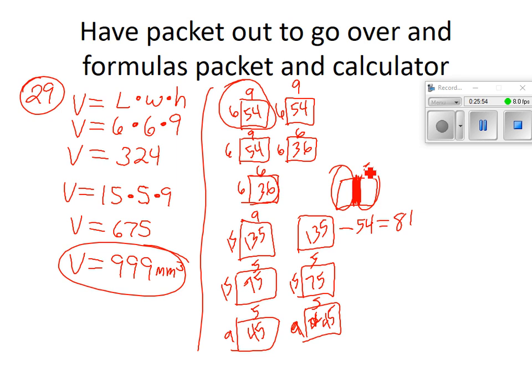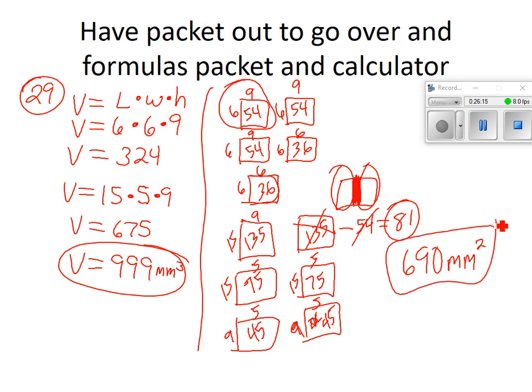Now, so we don't want the 135, but we do want the 81. What are we gonna do to find the total surface area? Add it all up, so 690 millimeters. Add all those. Squared. How much? 690. Yeah. What's our units? Millimeters squared.